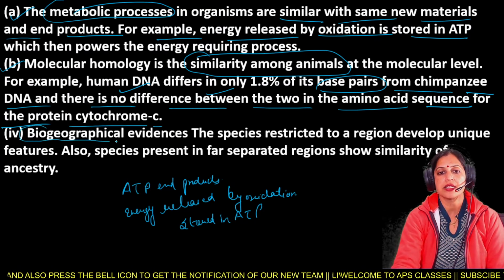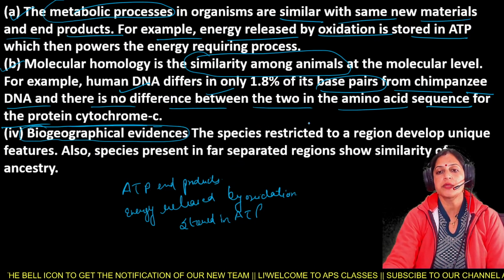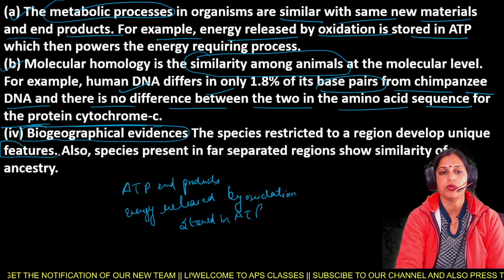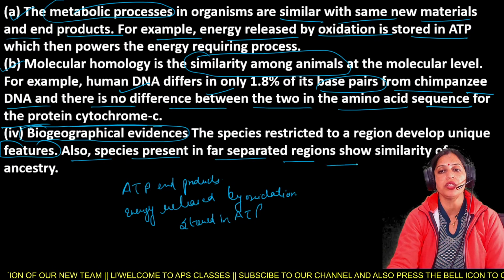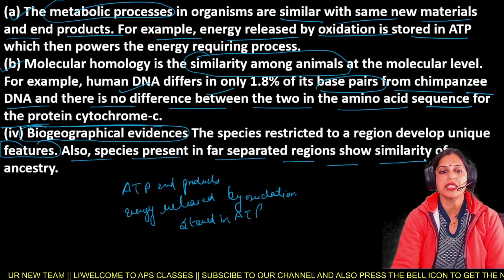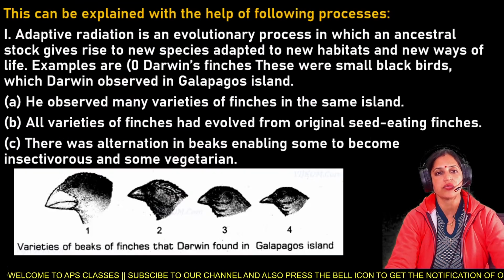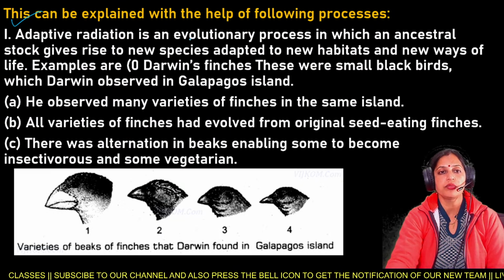Biogeographical evidences. Species restricted to a region develop unique features, and species present in far separated regions show similarity of ancestry. This can be explained with the help of the following processes.